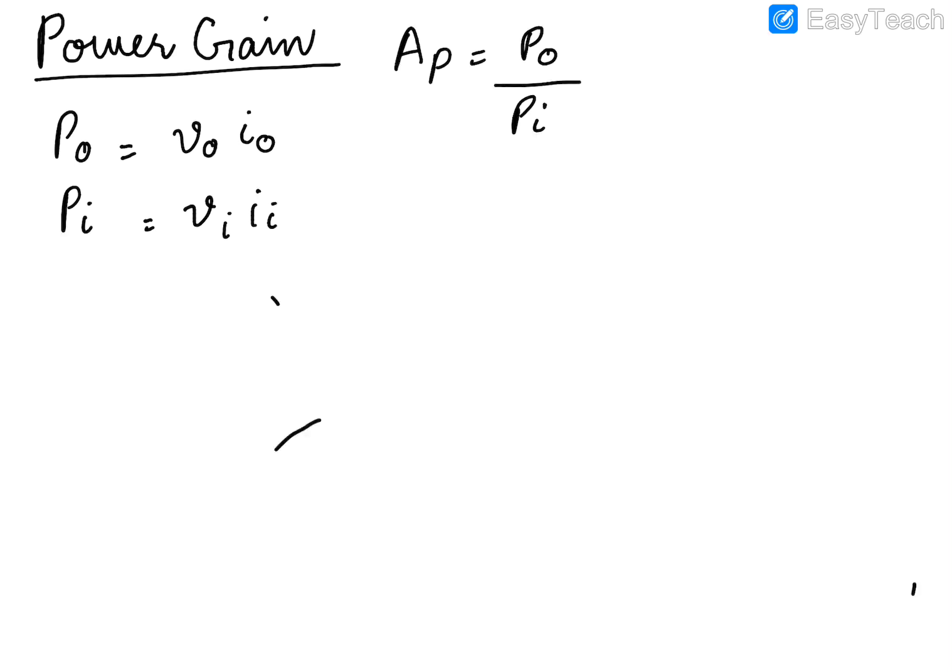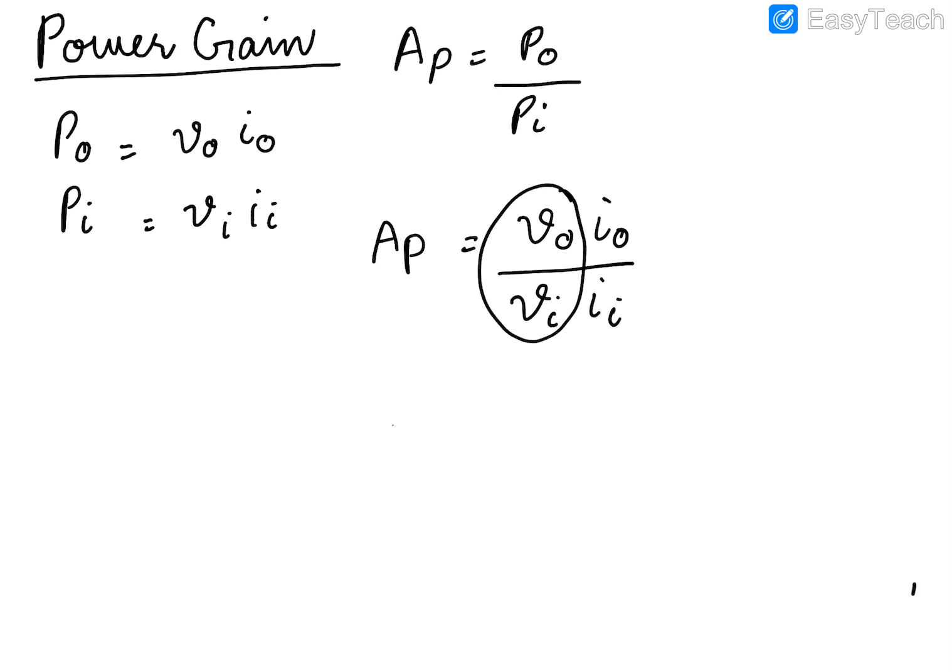So by putting these values, the power gain will be equal to V naught I naught divided by Vi into I input, simply the ratio of the two. So this will be equal to the product of voltage gain and current gain.